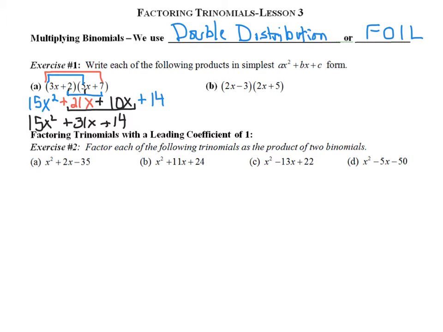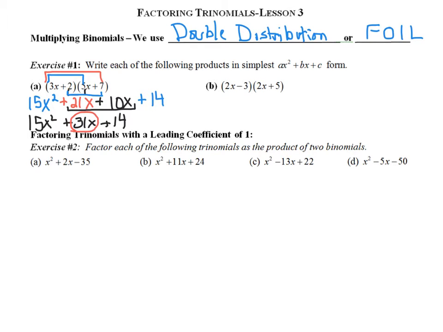So you should notice that that middle term, that 31x, is a result of adding together the outside terms and the inside terms. That's going to be important when we try to do the factoring process. Let's go on and try part B.